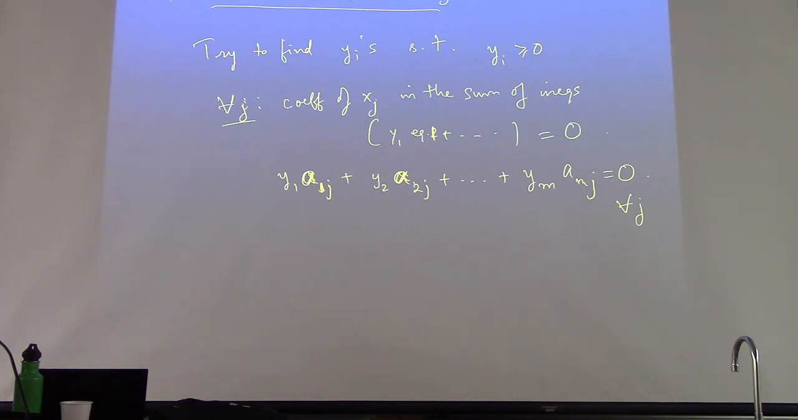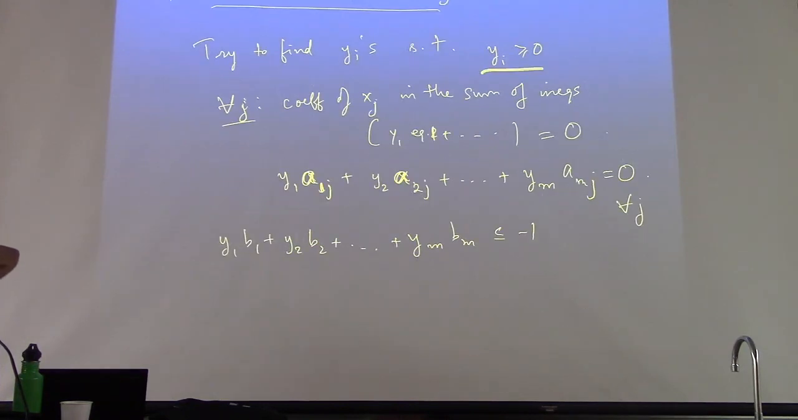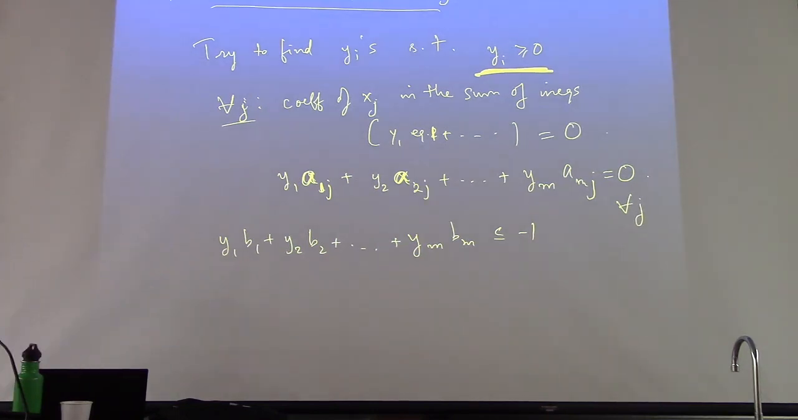And the right-hand side must be less than or equal to minus 1. So you get y1 b1 plus y2 b2 and so on, less than or equal to minus 1. So you can also say it's equal to minus 1. This is what you get when you multiply the first equation by y1, the second equation by y2, and add up. All the y's have to be bigger than or equal to 0. They can't all be 0, because then this last constraint cannot be satisfied.